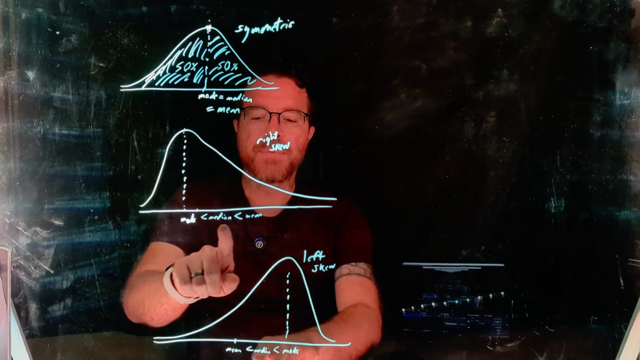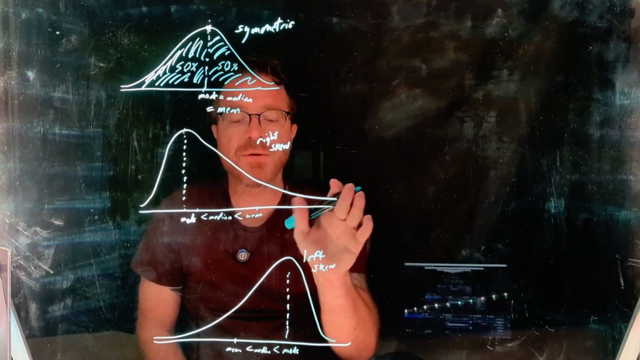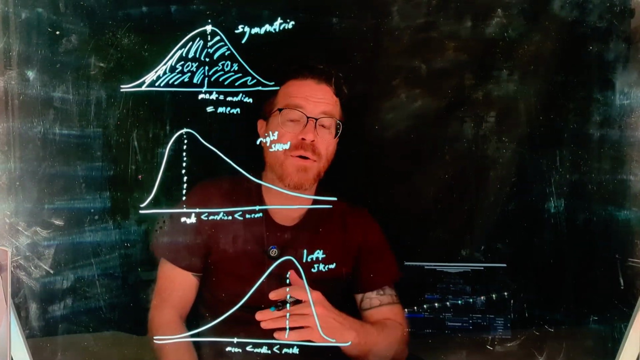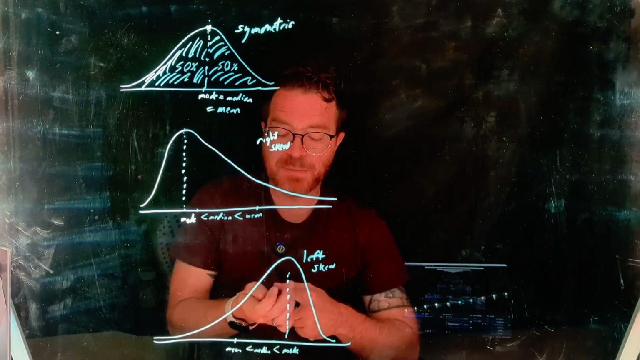Mean, on the other hand, will be pulled far out. So if you have right skew, it's going to be pulled far out to the right. If you have left skew, it's going to be pulled far out to the left. And this, again, is why mean sometimes can be problematic.